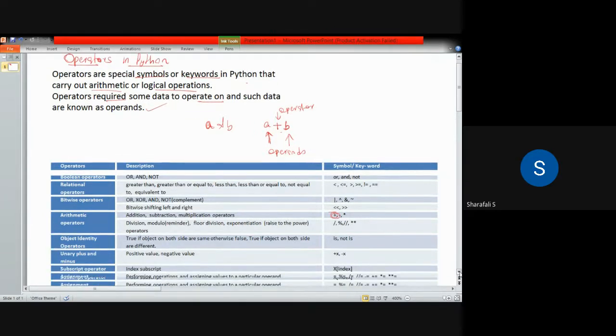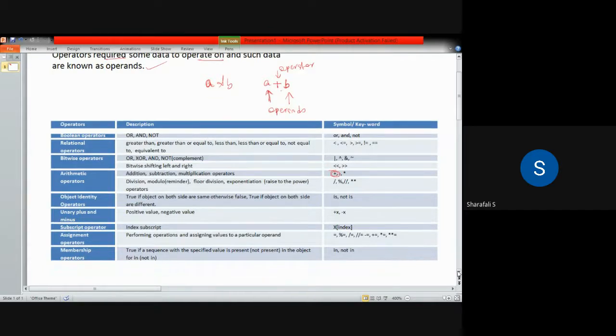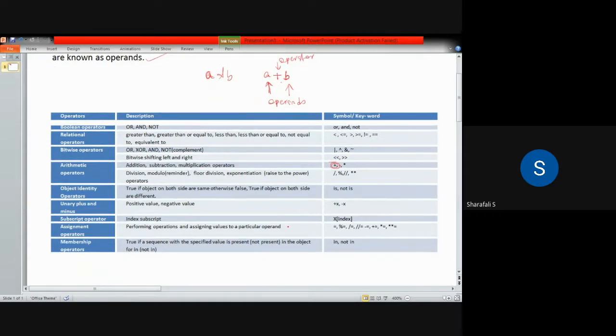This is a table representing different operators available in Python. This is not the complete list, but I have included most of them, or the important operators, in this table. The first column represents the operator, the second one the description corresponding to that particular operator, and the third one is the symbol or keyword that we use in Python to represent those operators.